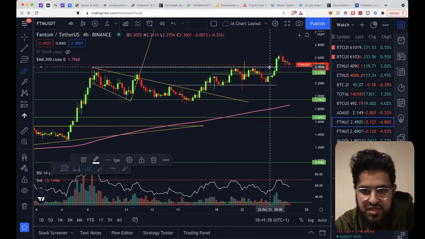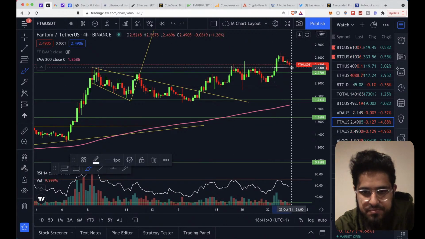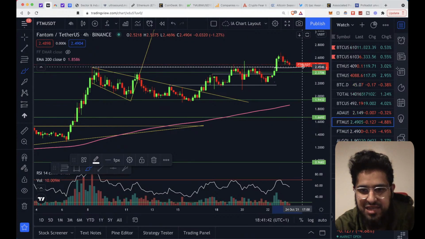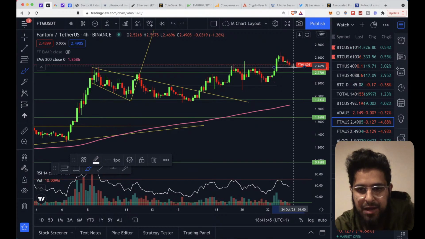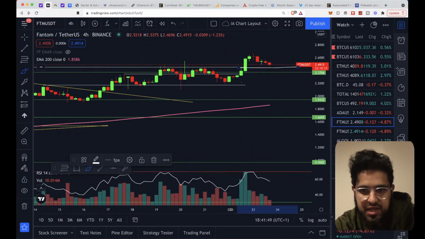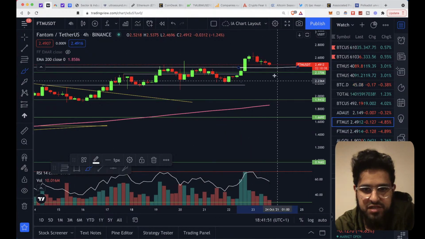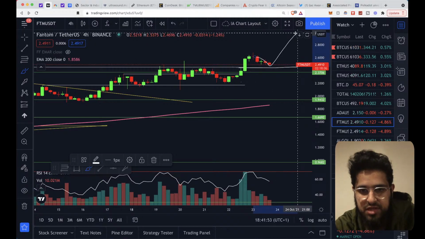Next step is, if I extend this line, we need to just make sure that we maintain this line as support now, okay? We need to bounce off this line. We've got a couple of red candles here on the 4-hourly. Let's just consolidate here. Let's get a nice bounce off this level. Come down, get a nice bounce, and head off, okay?